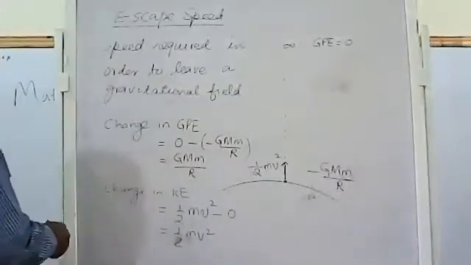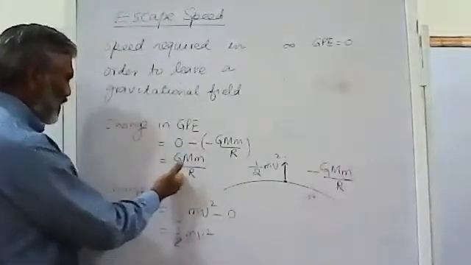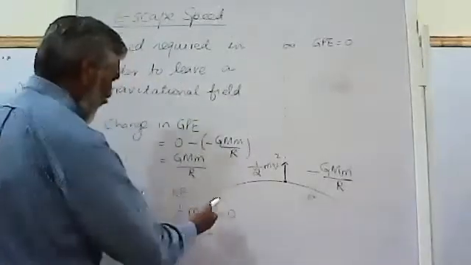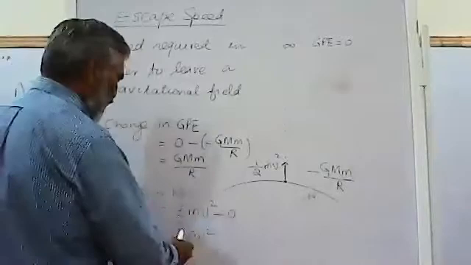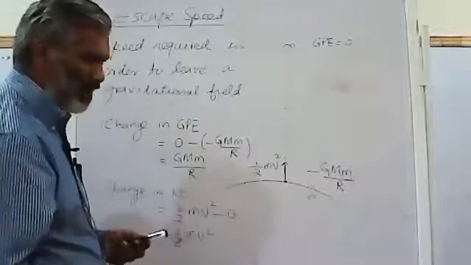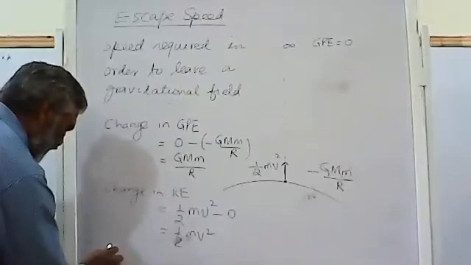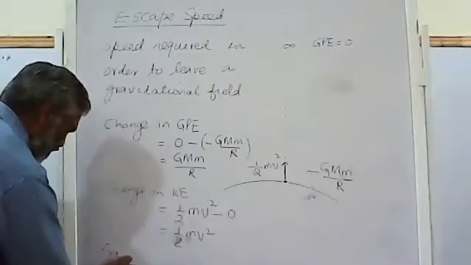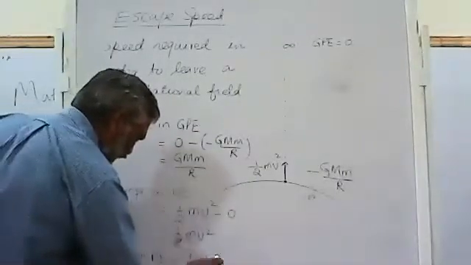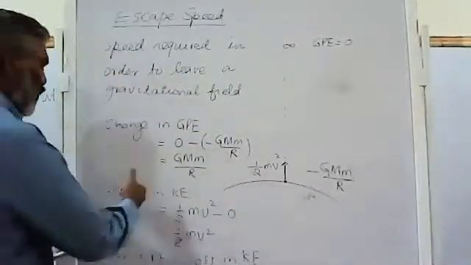That means the increase in potential energy must correspond to the decrease in kinetic energy. You can take it as 0 minus 1/2 mv square. That will make it a negative sign, but no need to make it negative. We just have to understand that gain in potential energy is equal to loss in kinetic energy. So I can equate these two.